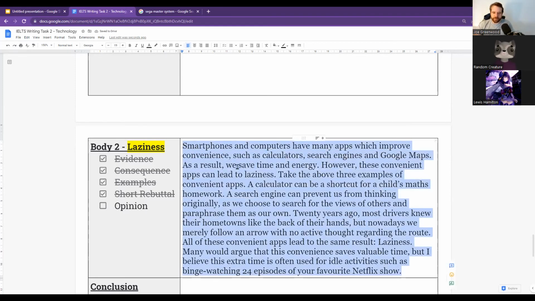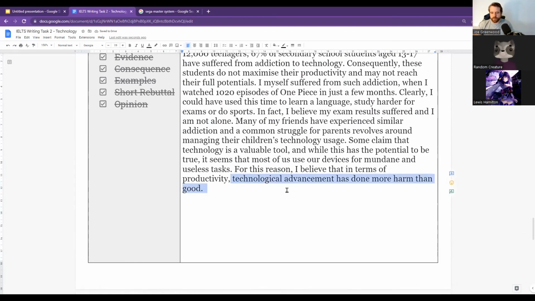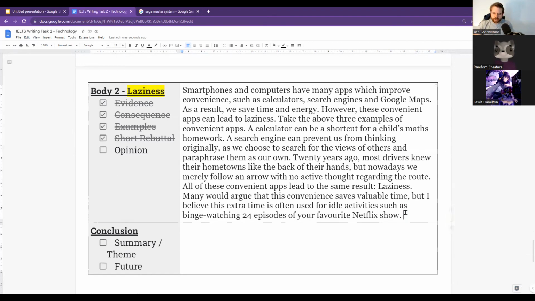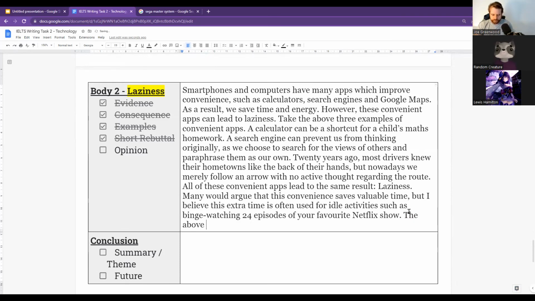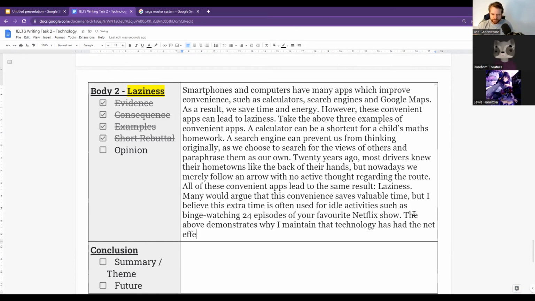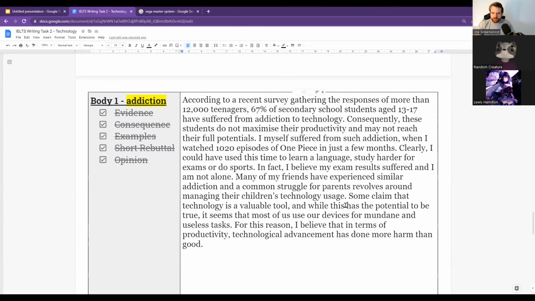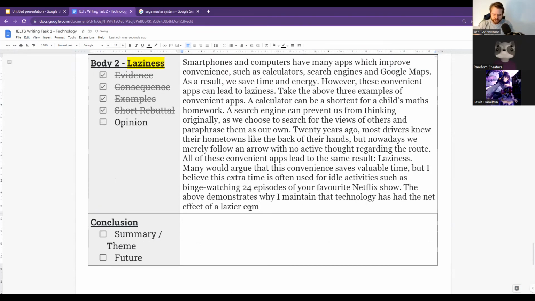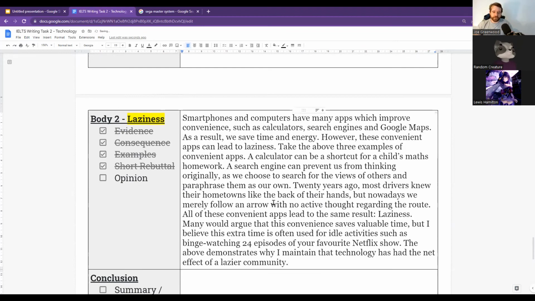Opinion. Let's finish with my opinion. Oh, this was my opinion, actually. But I want to summarize, just like I said here, more harm than good. The above demonstrates why I maintain that technology has had the net effect of a lazier population. Did I use the word population already? I think I did, right? Okay. Of a lazy community. There we go. Body 2 finished.